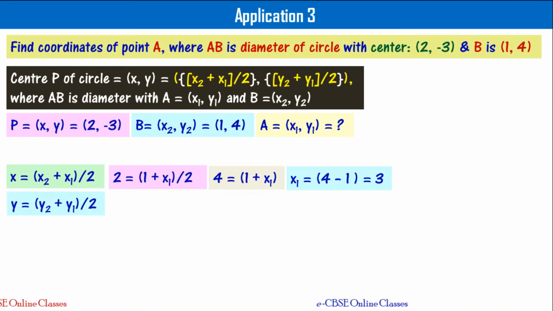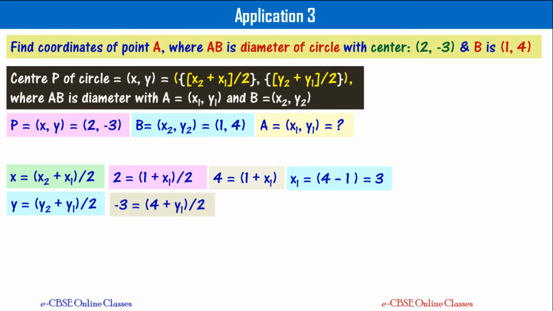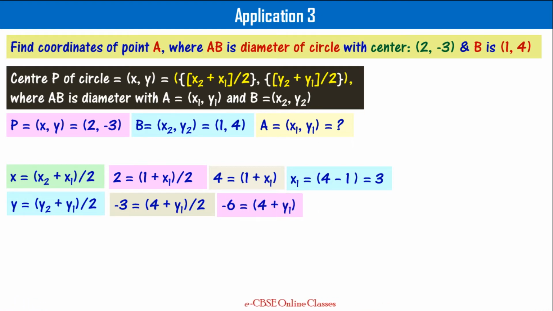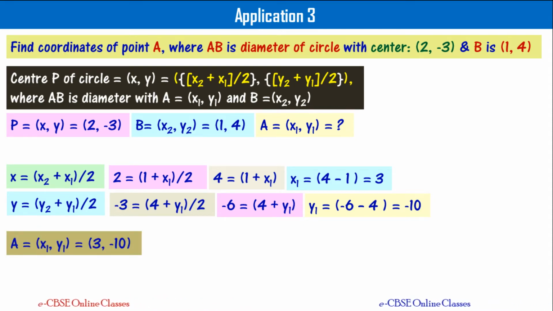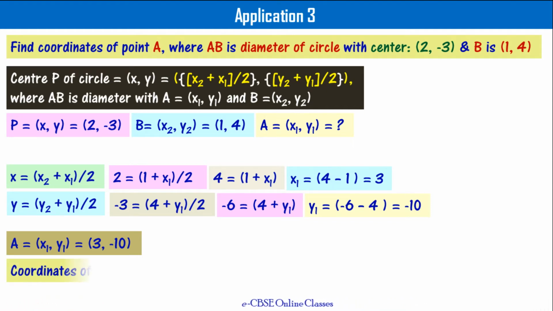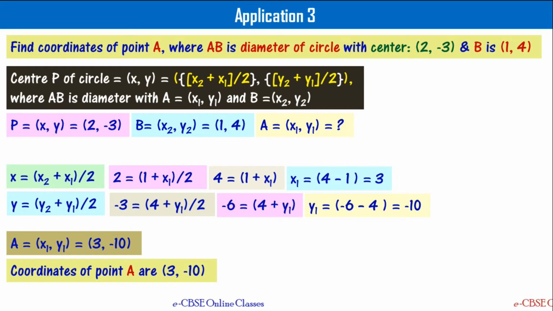Similarly, y component of the center is given by y1 plus y2 divided by 2. Let's substitute values of y and y2 given such that one can get an equation in terms of y1. Simplify it such that you get value of y1 that is equal to minus 10. It means that A that is equal to x1 comma y1 is equal to 3 comma minus 10. The coordinates of point A are 3 comma minus 10. That is what we are asked to find, right?